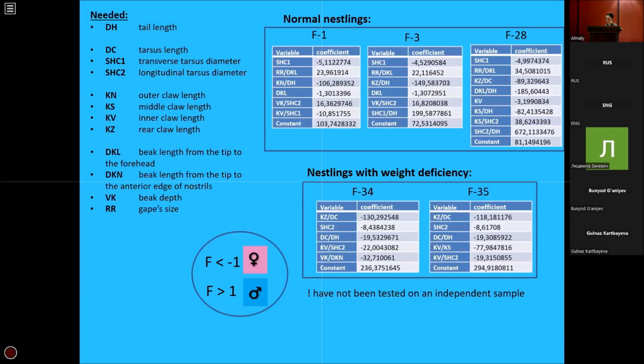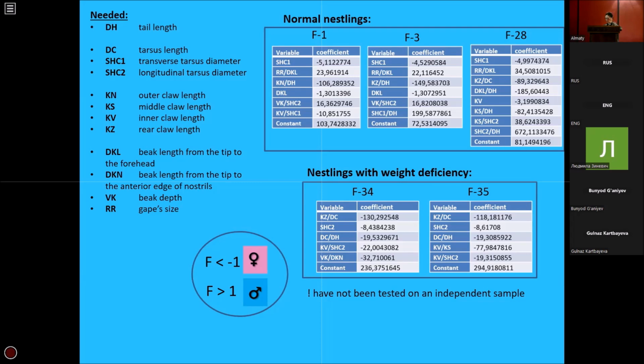And here's the best of our formulas. Since they give a bit different results, they can be used simultaneously to confirm the results. And if the nestling is of normal fatness, then we should trust these formulas. But if they contradict each other, and if the nestling is underfed, small and thin, then we should look at here. But remember that they have not been tested on an independent sample.